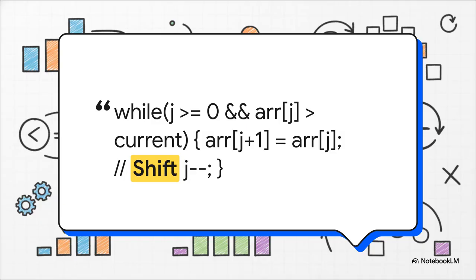And the code reflects that action perfectly. We hang on to the value of our current card, then that while loop is where the magic happens. As long as we're looking at a card in our hand that's bigger than our new one, we shift it to the right. As soon as that loop stops, we've found our gap, and that last line, arr[j + 1] = current, slides our card right in. It's really elegant when you see it.